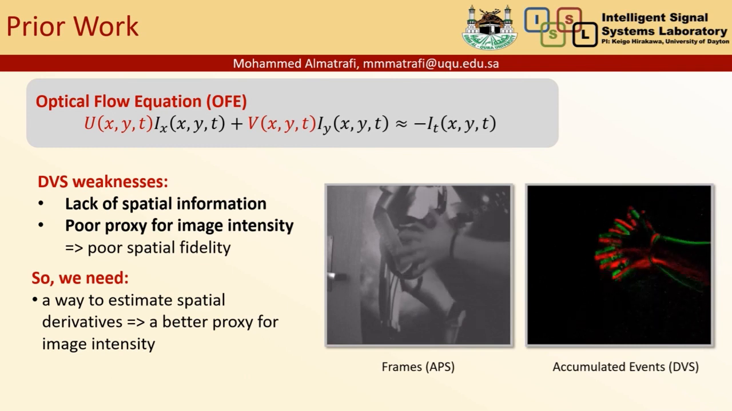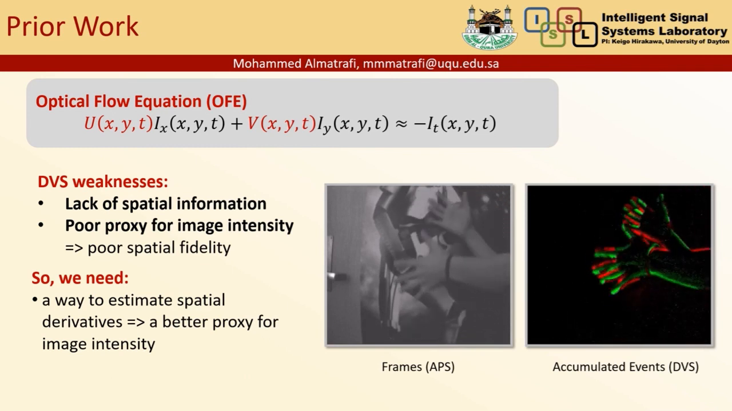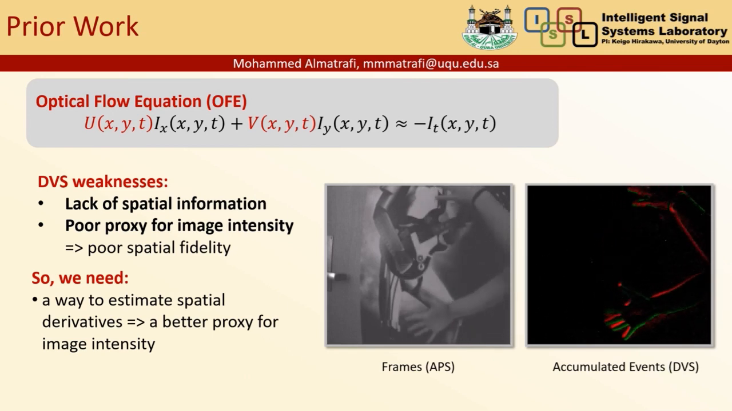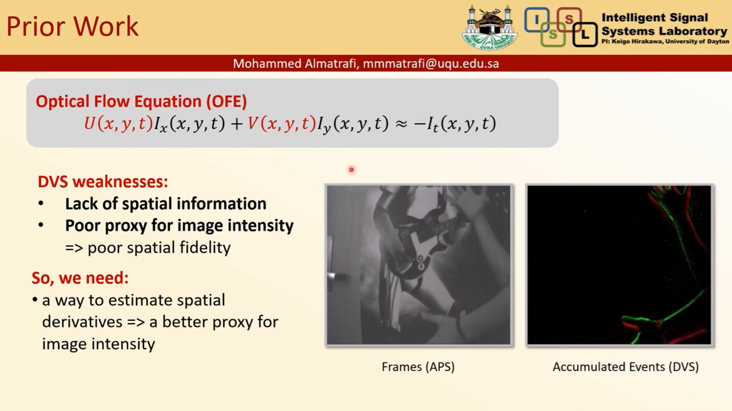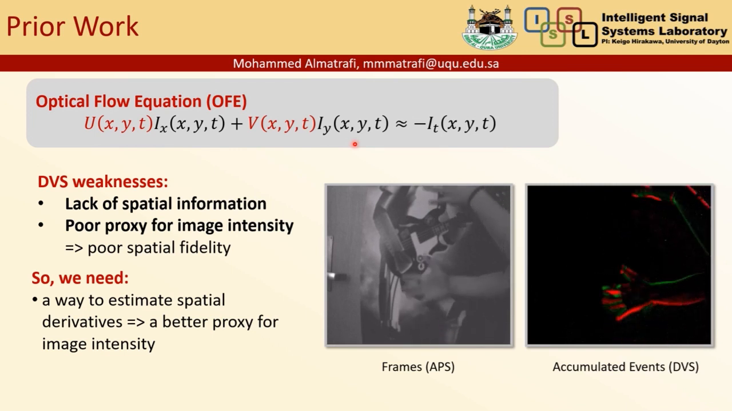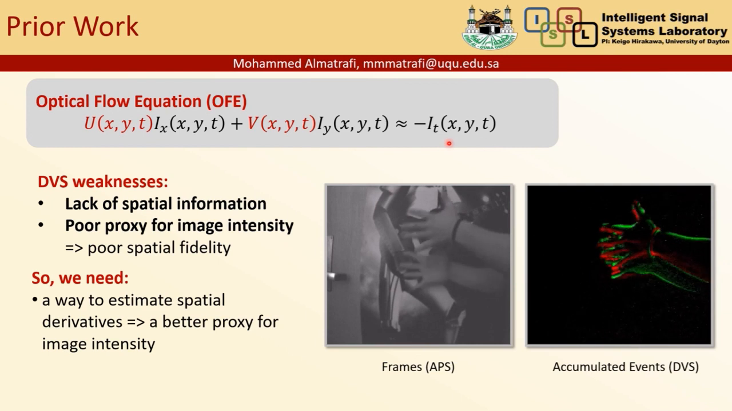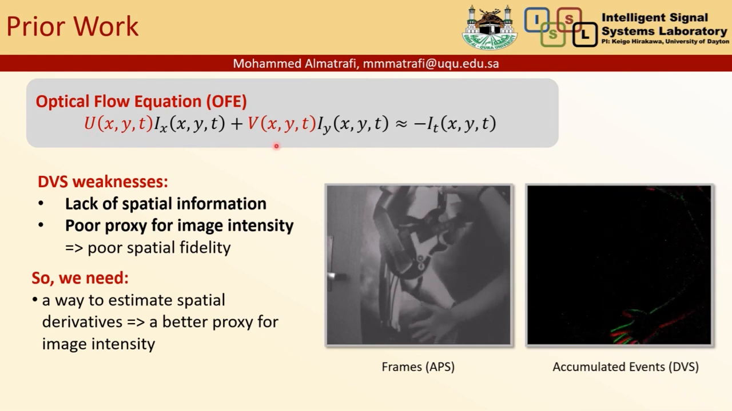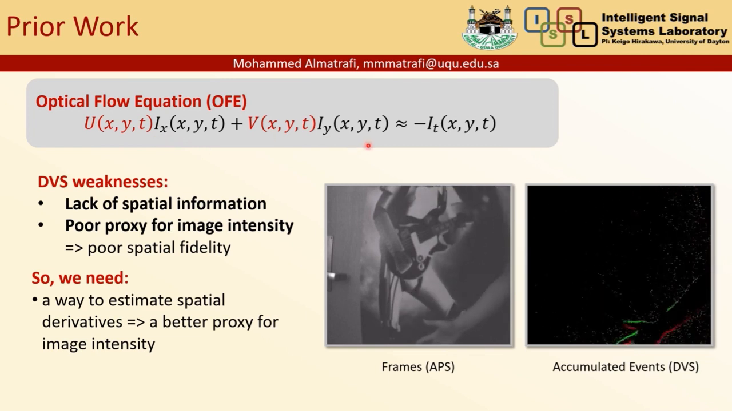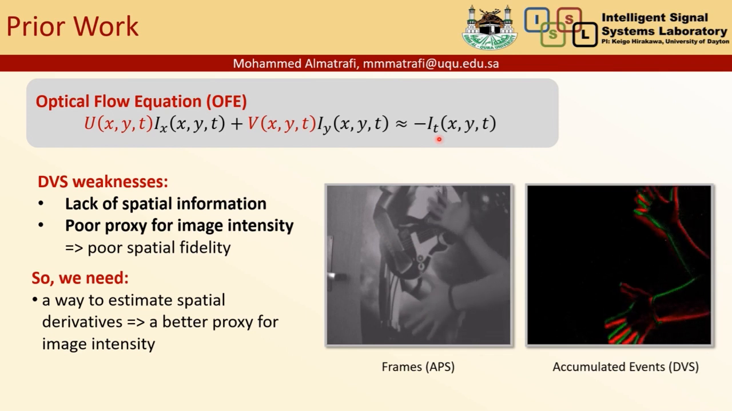DVS with these characteristics has the potential to improve optical flow performance that's currently limited by the low frame rate of APS. Optical flow is the estimation of the apparent motion in the scene, and here is the well-known optical flow equation, where Ix and Iy are the spatial derivatives that are usually computed from the first frame. It is the temporal derivative that's usually computed from a difference of two frames. U and V are the motion field that we would like to estimate. Ix and Iy have the best fidelity in APS. It, on the other hand, has the best fidelity in DVS.